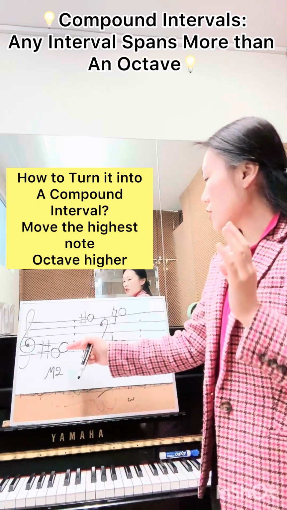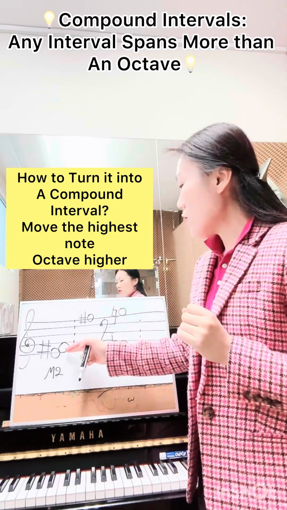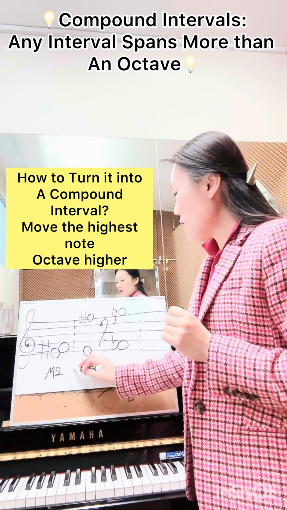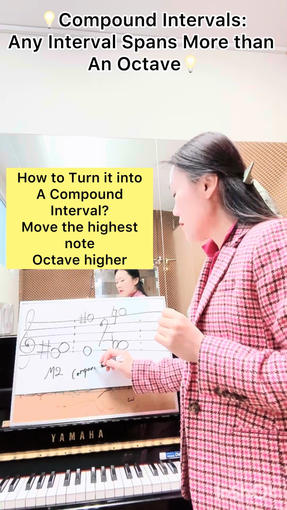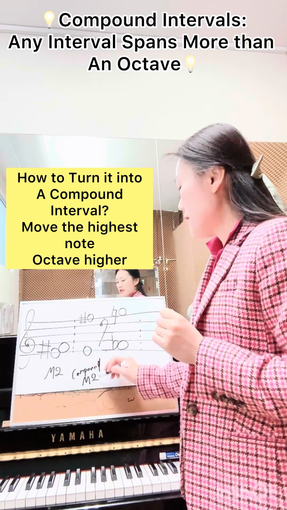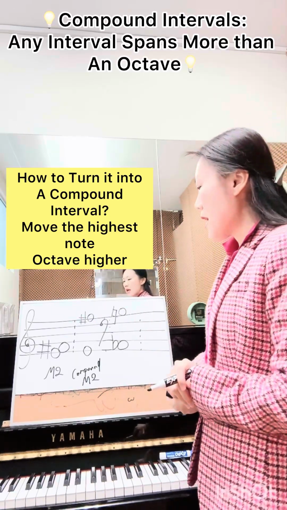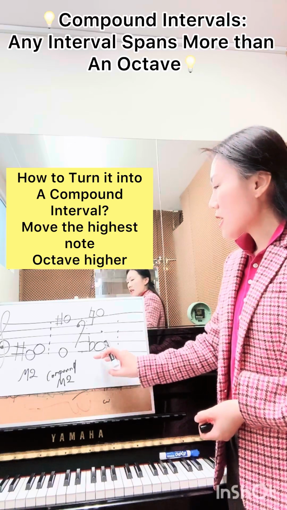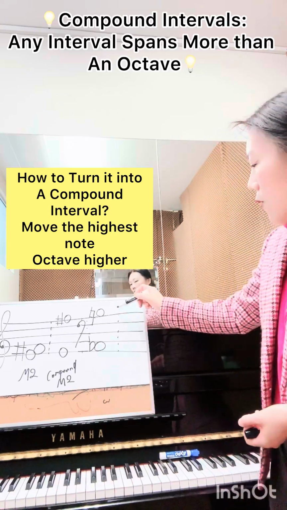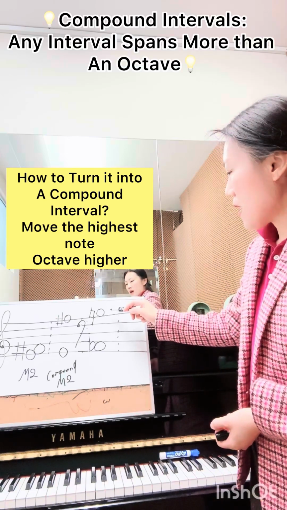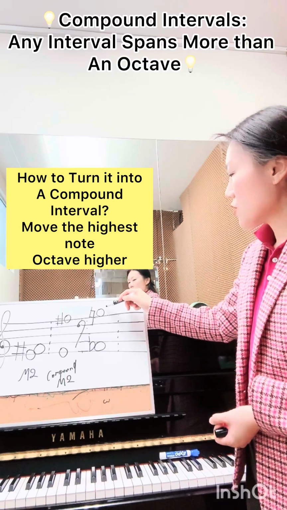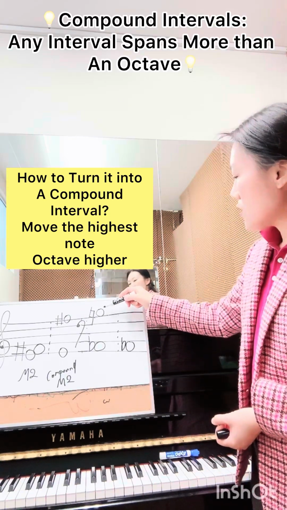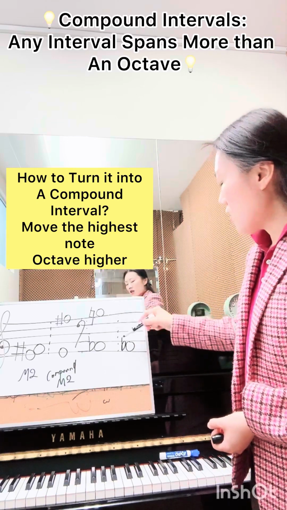Now we're trying to turn it into a compound interval by moving the highest note of the given interval an octave higher. That's called a compound major second. Now we're trying to identify the given compound interval. When we analyze a compound interval, we need to move the highest note an octave lower. The lowest note will stay the same, and we move the highest note an octave lower.